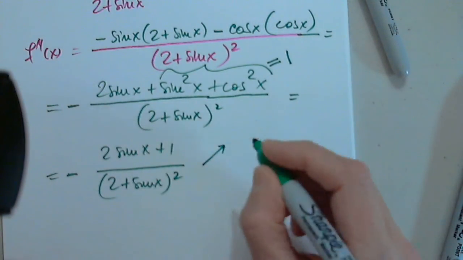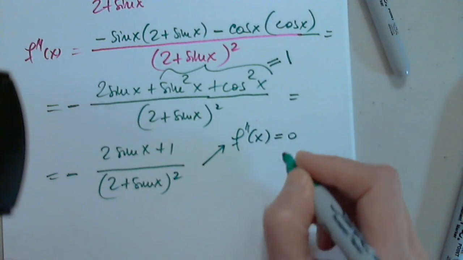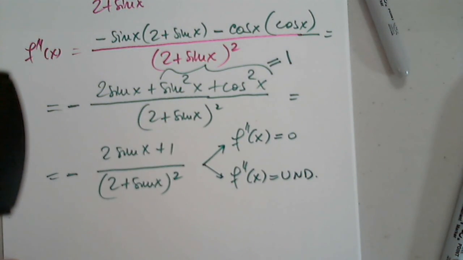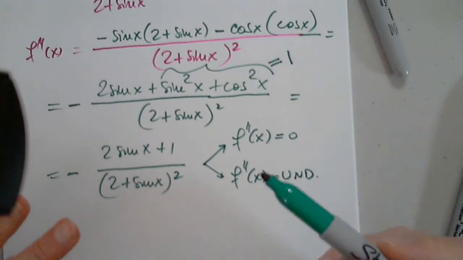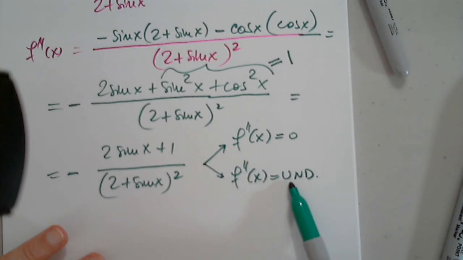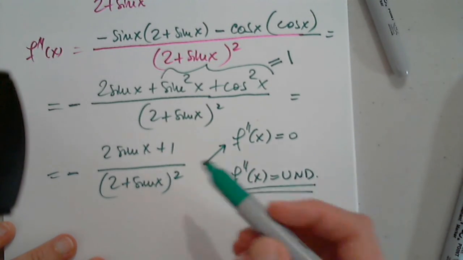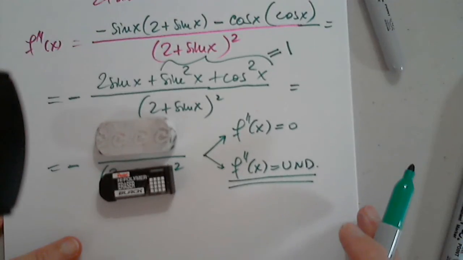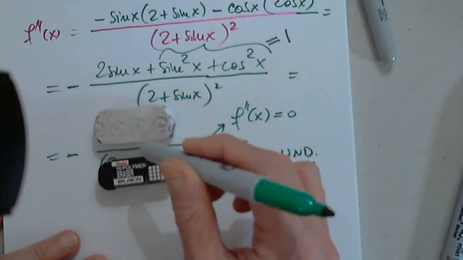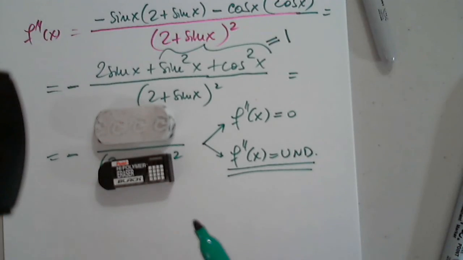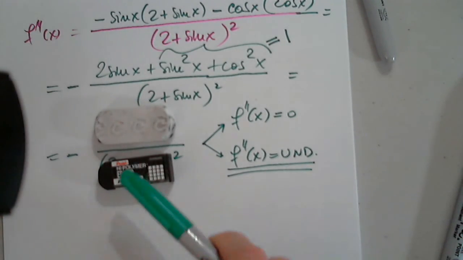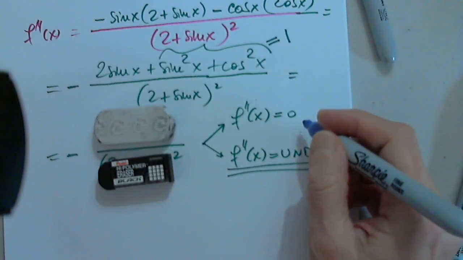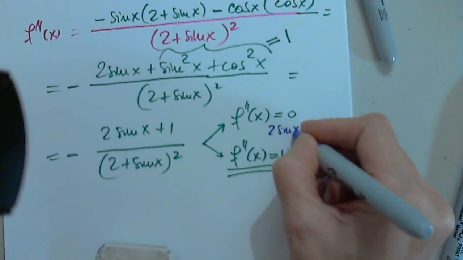So we have to look at the second derivative being 0 or second derivative being undefined. Okay. So let's start with this. Where will a fraction be 0? This is our fraction, this over this. For which x values will this fraction be 0? When the numerator equals 0. Yes, when 2 sine x plus 1 is 0.